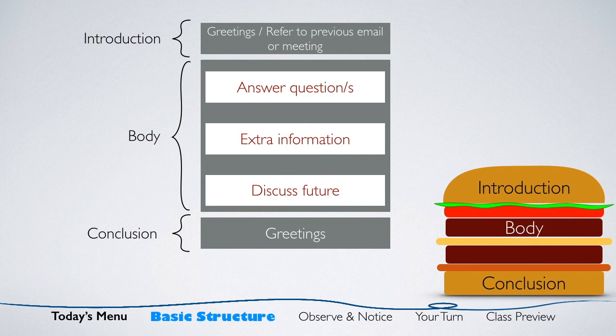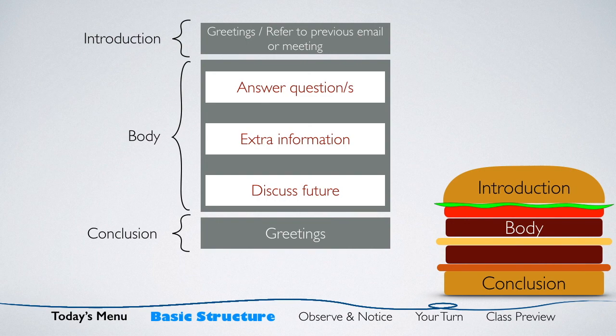Generally, in the introduction, we want to refer to something that has occurred in the past. It might be a previous email or the last time we met that person. If there is a question to be answered or a main point to the email, we should be answering that as early as possible, preferably in the first paragraph of the body. If we have extra information to add to the main point, add an extra paragraph, or however many are needed to do so. In the final paragraph of the body, start talking about the future.